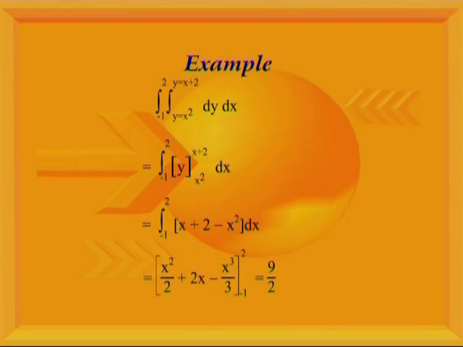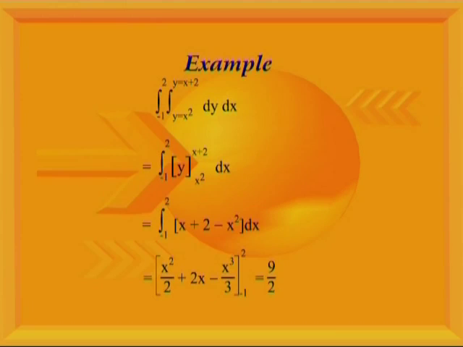Now we come to our integration. These are very easy. There is no function. The function is only z is equal to 1. So we integrate 1 first with respect to y from the limit y is equal to x square to y is equal to x plus 2, and then with respect to x from the limit x is equal to minus 1 to x is equal to 2. With respect to y, the integration of 1 is y, and after giving these limits, it becomes x plus 2 minus x square.